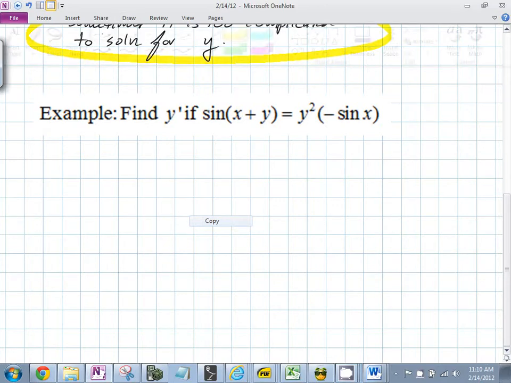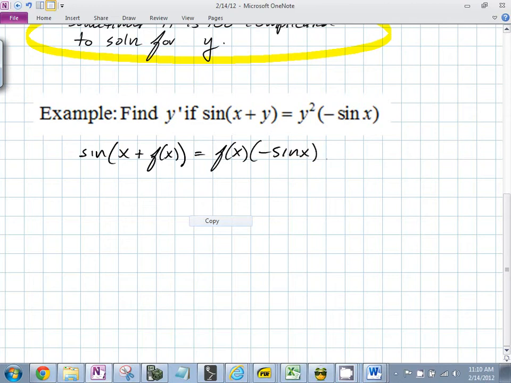The way you remember this is, instead of writing y, do you remember what we did yesterday? We wrote it as f of x. This helps you remember that you're treating it as a function. Negative sine of x. Okay, so like this. So let's take the derivative. Square. And which one? Oh, squared.